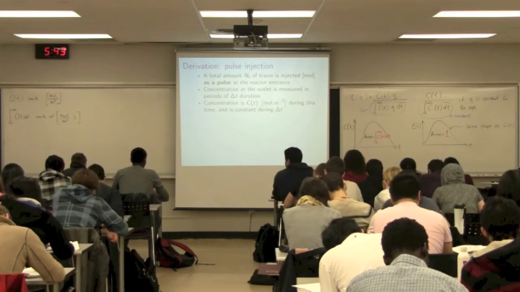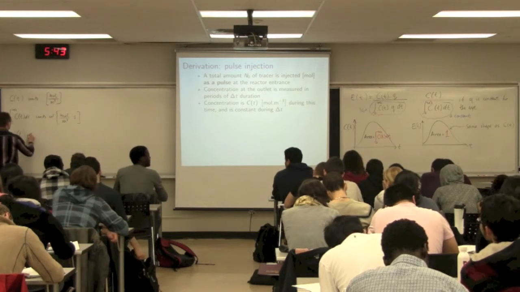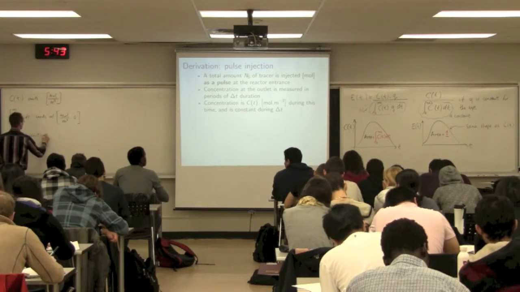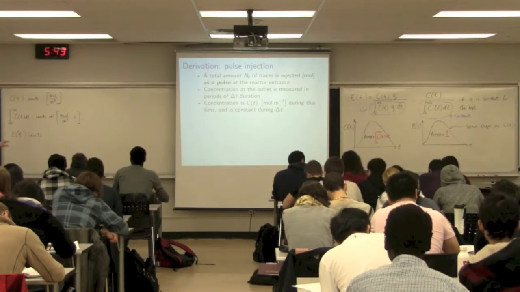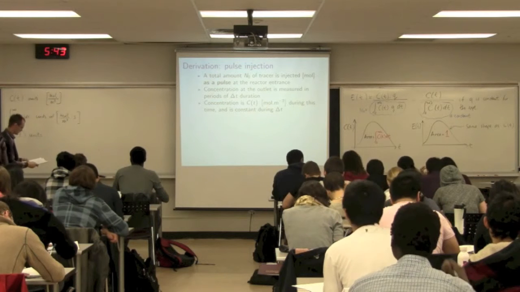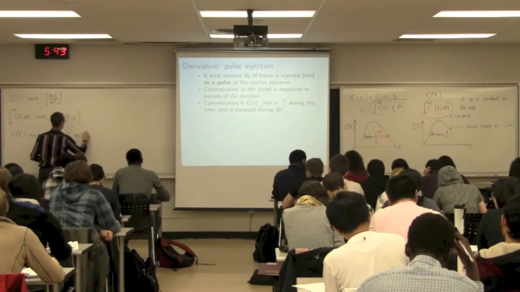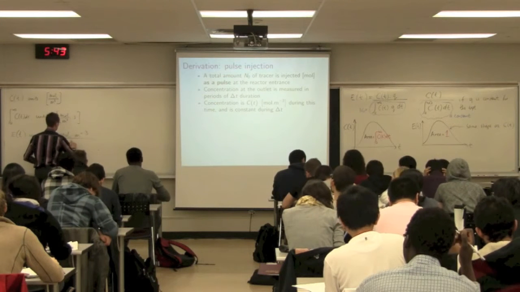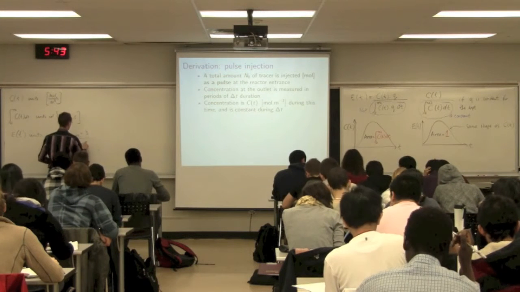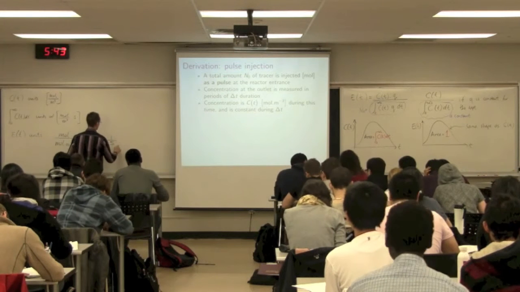So then the units of E of T are the units of C of T divided through by this integral unit. If we look at those units, it would be moles per meter cubed divided by moles per meter cubed multiplied by seconds. So that simplifies to units of 1 over seconds.